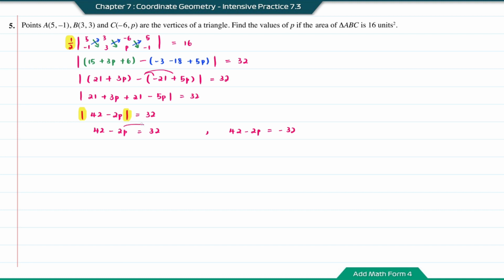So here I'm going to move the negative 2P to the right hand side and 32 to the left hand side. So here I'm going to get positive 2P equal to 42 minus 32. So 2P is equal to 10. Then P is equal to 10 divided by 2, which is 5. And for the second one, I'm going to use the same method. So I'm going to get positive 2P equal to 42 plus 32. So 2P equal to 74. So P is equal to 74 divided by 2, which is equal to 37.